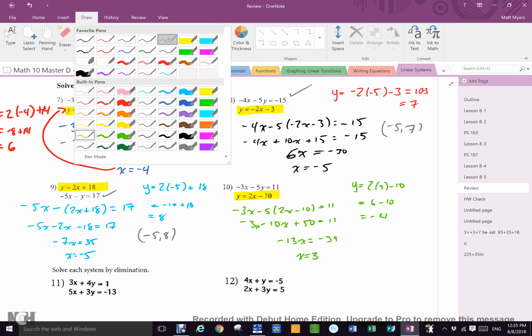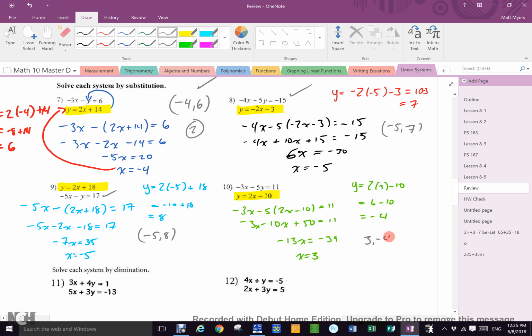Ordered pair is 3, negative 4. And then we check. 3 times negative 3 is negative 9. 5 times negative 4 is negative 20, so negative 5 times negative 4 is positive 20. Negative 9 plus positive 20 is positive 11, and we are right. Any questions on substitution?